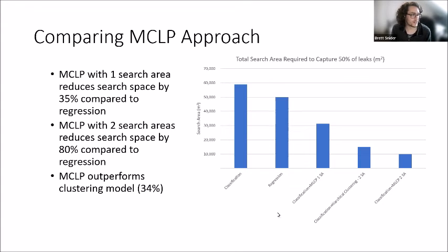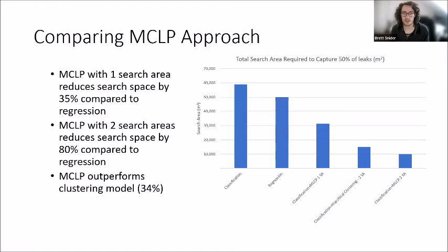And then I compared it to 1 search area and 2 search areas for the maximum coverage location approach, so our approach. And what you can see here is that the maximum coverage location approach results in the smallest search area. If we're using 1 search area, the search area space is reduced by 35% compared to regression, and even greater, almost 50% compared to the classification approach. And then if we're using 2 search areas, this impact is even greater, at around 80% compared to regression, and still about 35% better than the hierarchical model.